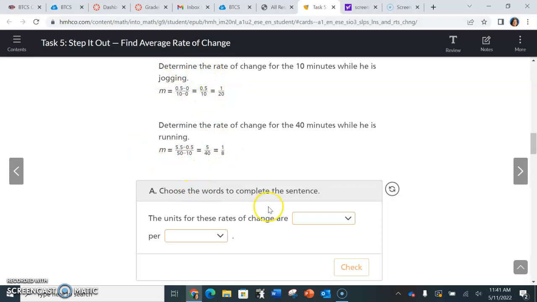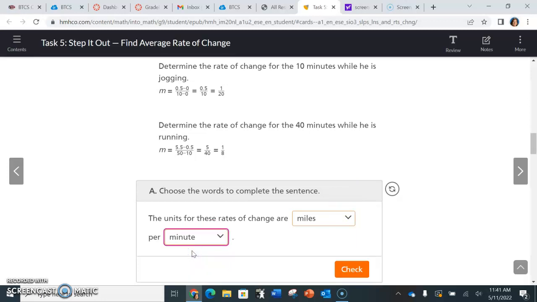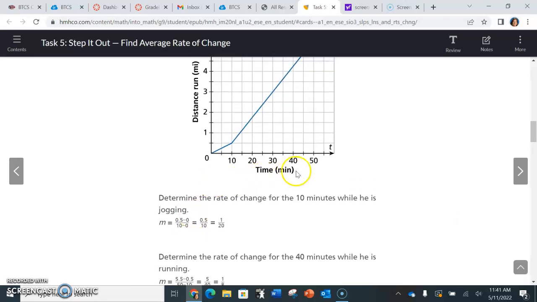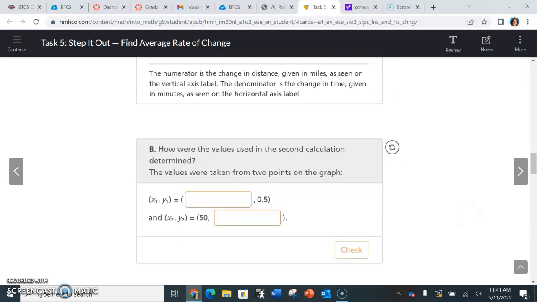So it says choose the words to complete the sentence. The units for these rates of change are miles per minute. So if you look up here, time in minutes, distance in miles. So that comes directly from the graph.